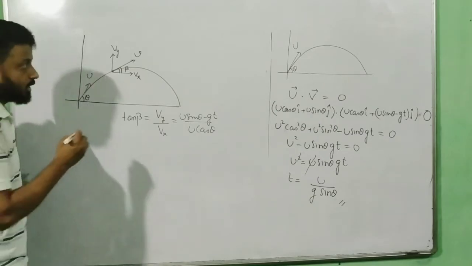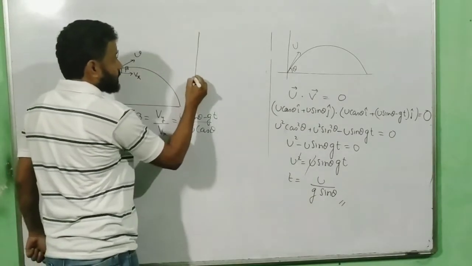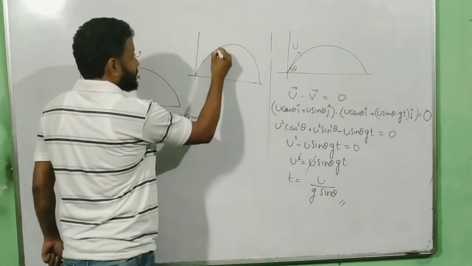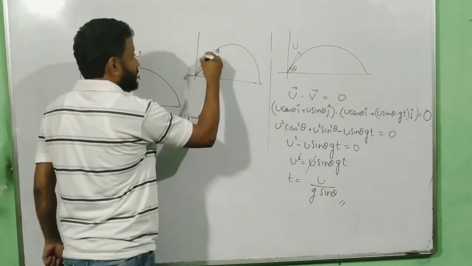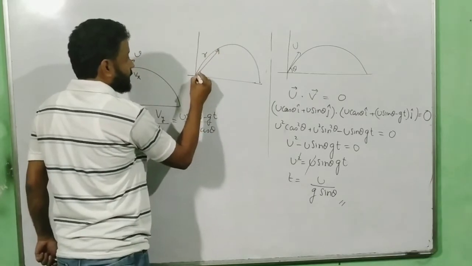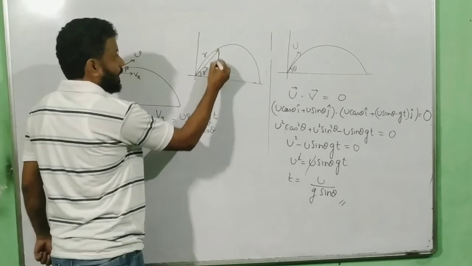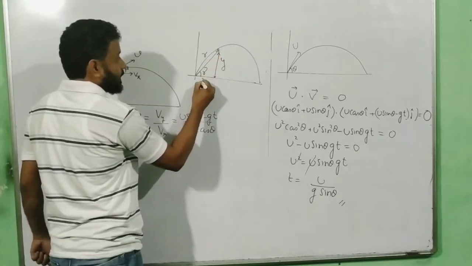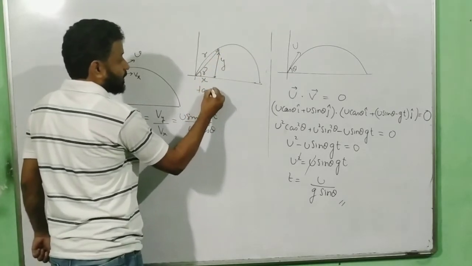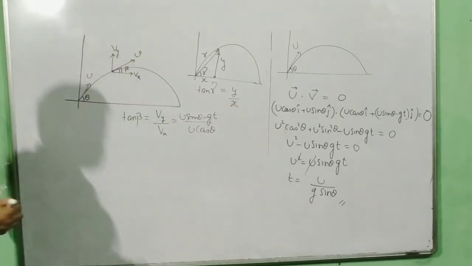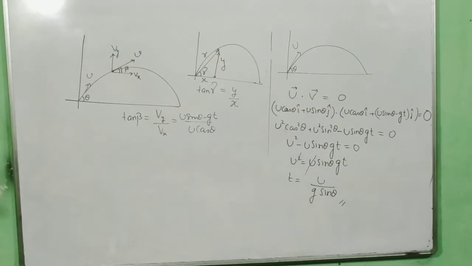The second thing I taught you was the angle made by the position vector. Suppose the body is here and this is my position vector r. This angle I called gamma. You have to find this y and this x. So tan gamma will be equal to y divided by x.